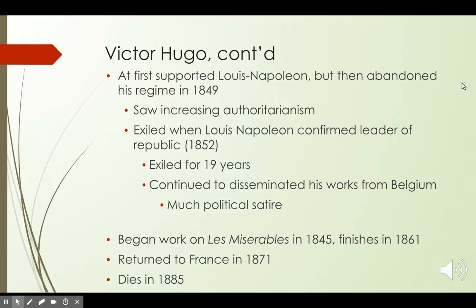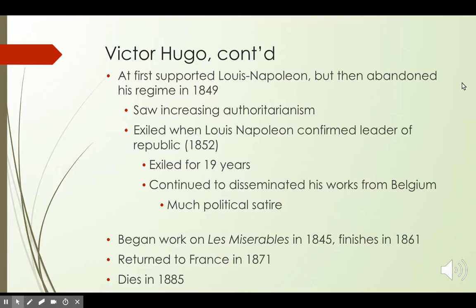At first, Hugo supported Louis Napoleon, but he eventually abandoned this regime in 1849. He saw increasing authoritarianism, which is what ends up happening to a much greater effect in the Soviet Union, which we learned about earlier this year. This didn't work out very well for Hugo, though, because when Louis Napoleon is confirmed leader of the Republic in 1852, Hugo is exiled. 19 years is a long time. Keep this number in mind, though, as it's going to be important for when we start reading the book.